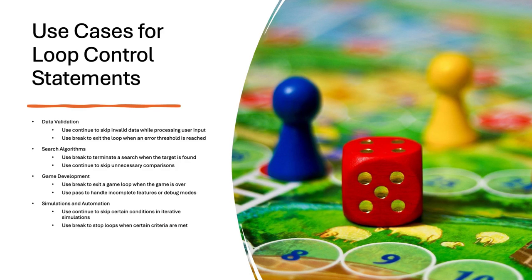Control statements like break, continue, and pass are used in various applications. For data validation, continue skips invalid data, and break exits loops on errors. In search algorithms, break stops searches when targets are found, and continue skips unnecessary comparisons. In game development, break exits game loops, and pass handles incomplete features. In simulations, continue skips conditions, and break stops loops when criteria are met.